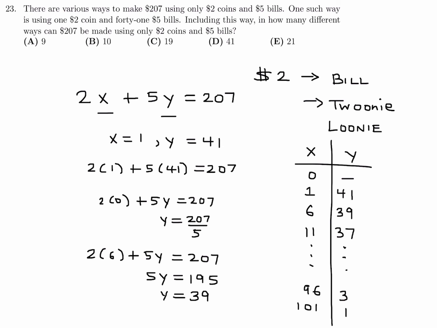And now we have to figure out how many of these there are. Well, it looks like it's every odd value from 1 to 41. How many of those? Well, 41 plus 1 divided by 2, which is 21. There's 21 of these sets. And that's pretty much all they're asking in this question. So number 23, the answer is E.